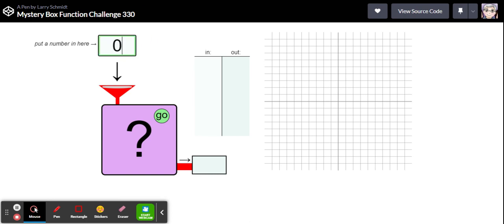Alright, I'm going to start with a 0. Okay, 0 gives us 2. How about a 1? Okay, so we've got 3 and that looks like a non-repeating decimal. So maybe this is square root, maybe this is trig. Those would be two likely candidates. Let's look at a 2.